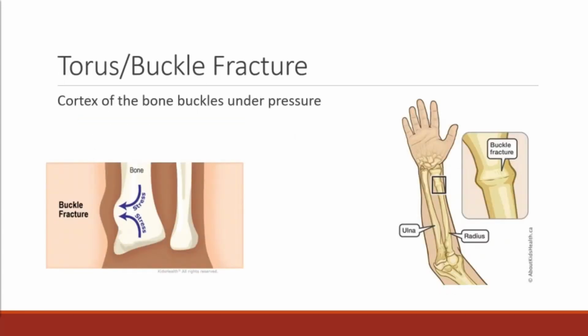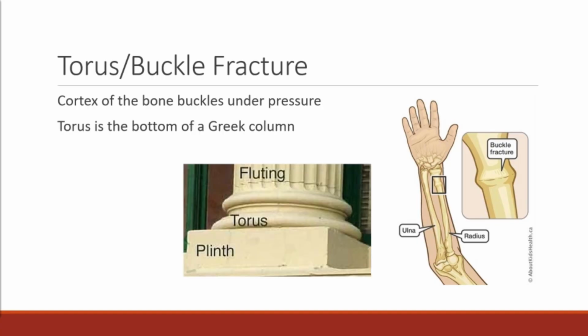A torus, or a buckle fracture, is a fracture where the cortex of the bone kind of buckles under pressure, as seen in this diagram here. And fun fact, it's called a torus fracture because the torus is the bottom of a Greek column and kind of resembles what the bone looks like.